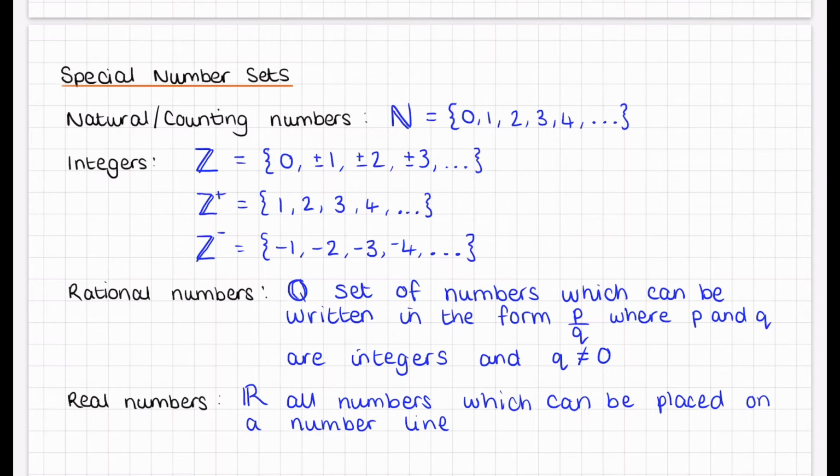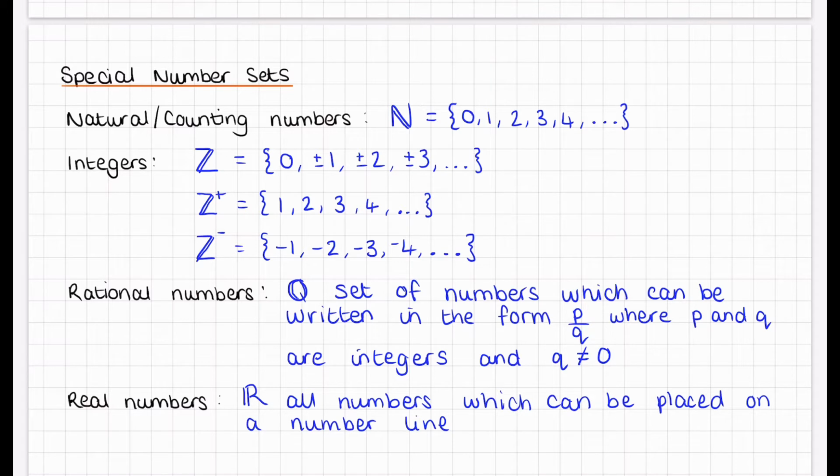We have special number sets, and the first one is natural or counting numbers. And we use the big capital letters with the double lines on them for this type of thing. So natural counting numbers uses an N, and they are all whole numbers from 0 upwards. No negatives, positive numbers including 0.